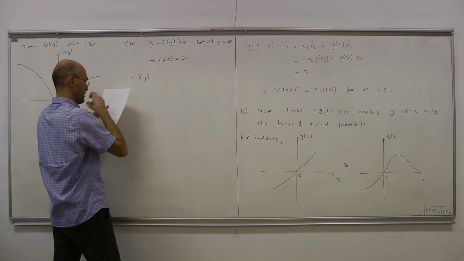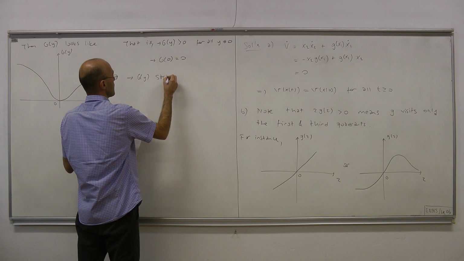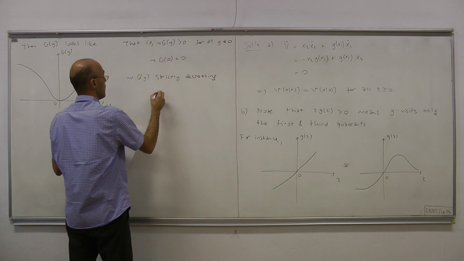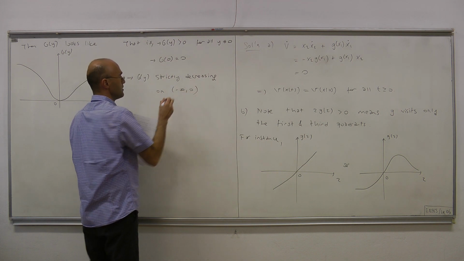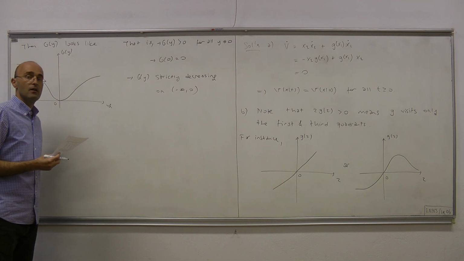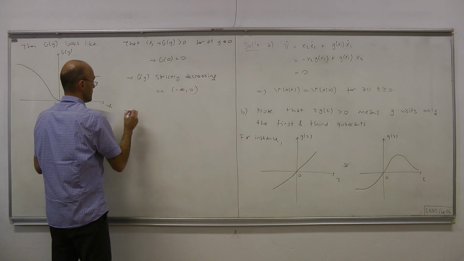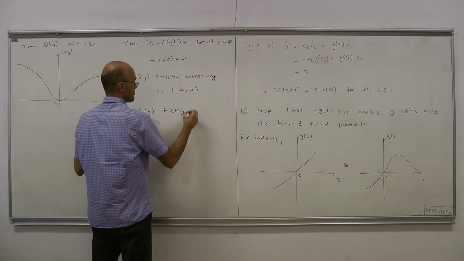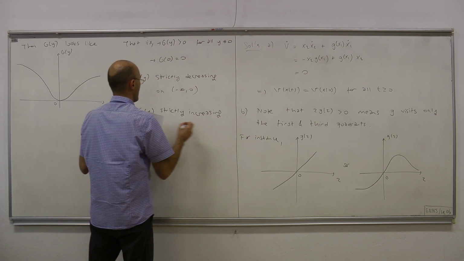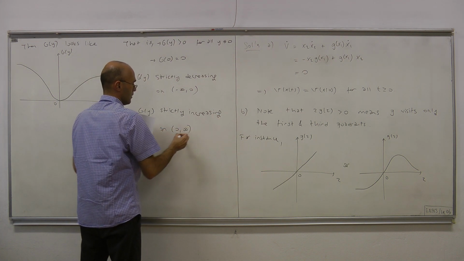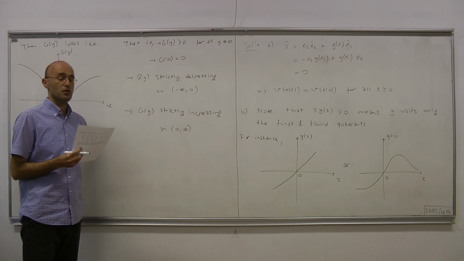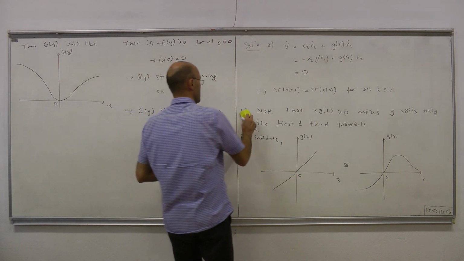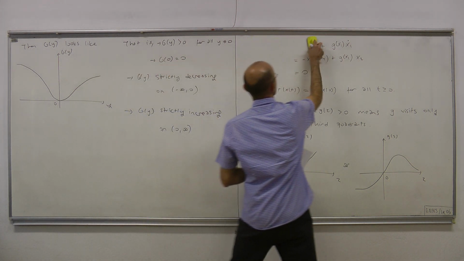g of y must be strictly decreasing on minus infinity to 0, on the left, and g of y must be strictly increasing on the right half plane, 0 to infinity. So this allows us to claim the following, which will be crucial for our analysis to follow.